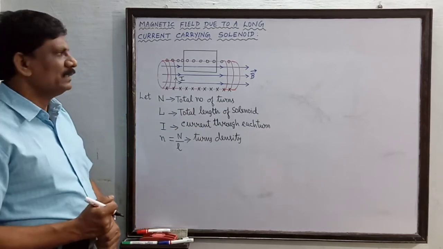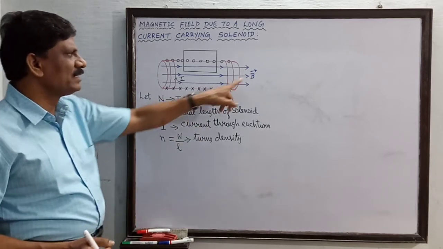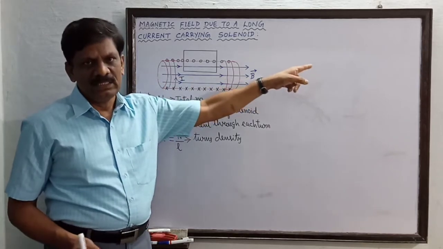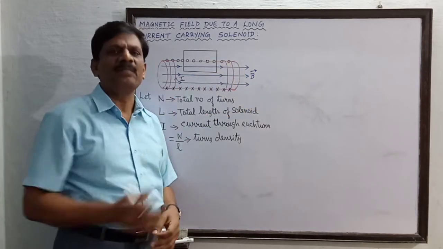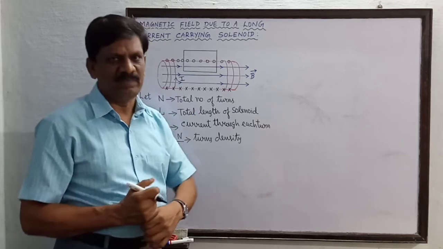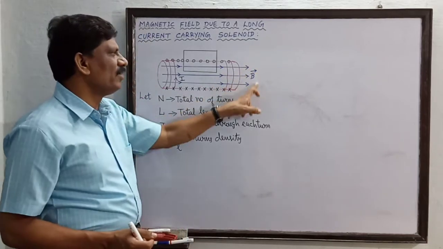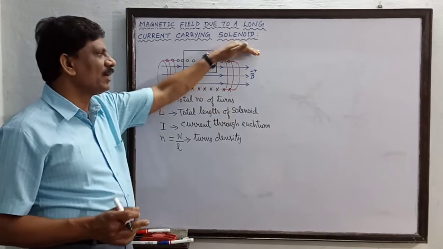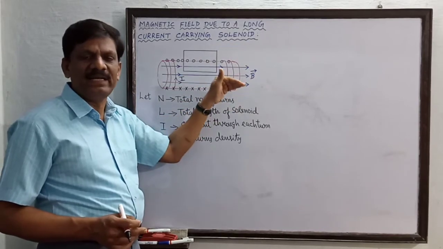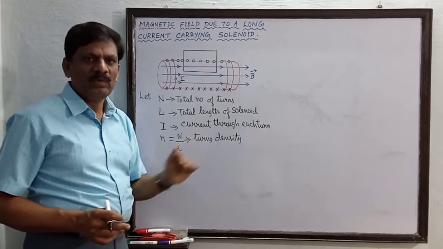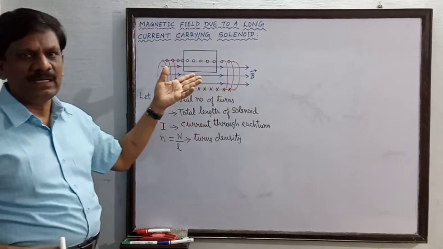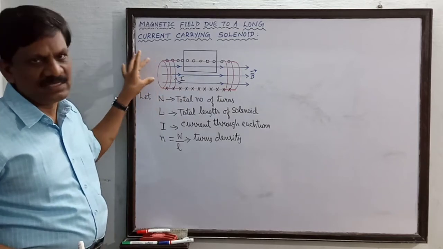Now we want to derive an expression for this magnetic field B along the axis of the solenoid. So along the axis of the solenoid the magnetic field is uniform. So I have represented the uniform magnetic field by parallel lines. There is no magnetic field outside the solenoid if it is an ideal solenoid. Moreover, here the length of the solenoid is comparatively greater than the diameter of the solenoid.